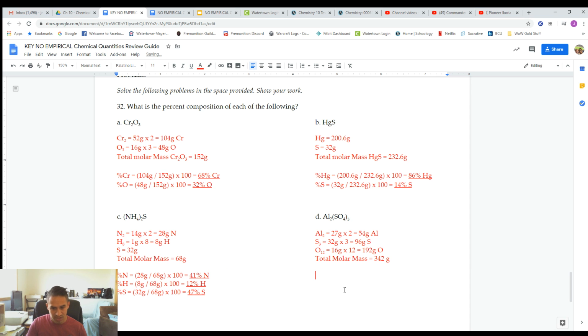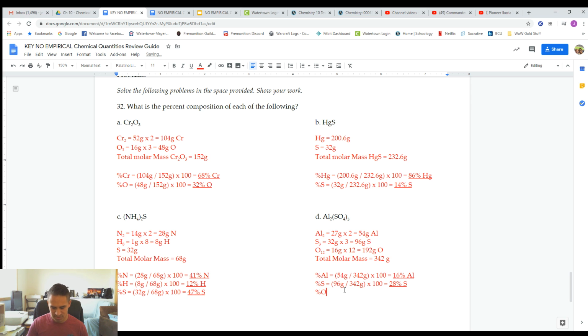And then lastly, to find our percentages, percent for aluminum is going to be the mass of the aluminum, which was 54 grams. Divide that by the total, 342 grams, times that by 100 to get its percentage. So 54 divided by 342 times 100. Again, let's round to whole numbers to keep it easy. So it's going to be 16% for the aluminum. For the percent sulfur, this will be 96 grams divided by 342 grams, and then times it by 100 to get that percentage. So 96 divided by 342 times 100. Again, let's round to whole numbers to keep it easy. So 28% for the sulfur.